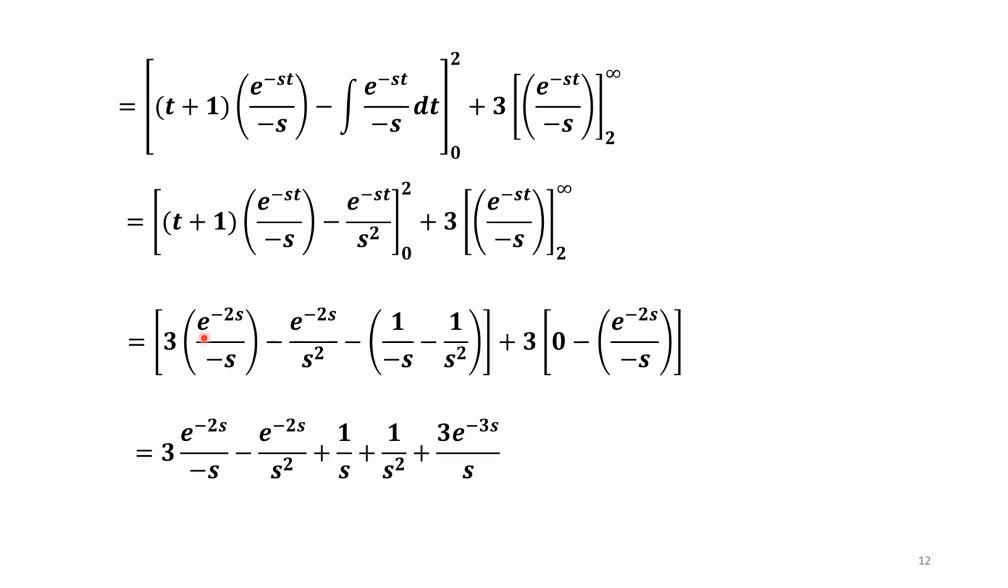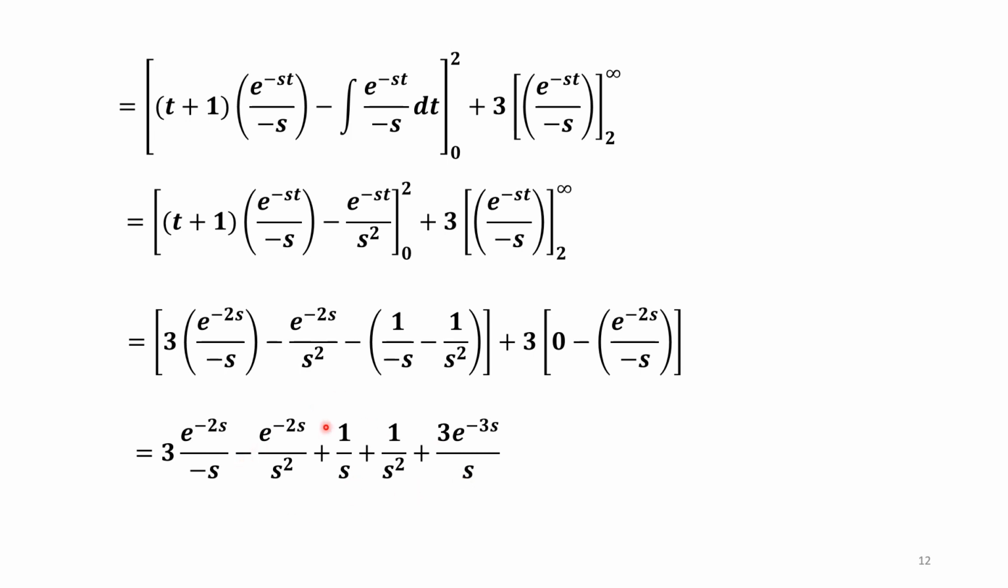Simplifying: 3e raised to minus 2s upon minus s, minus e raised to minus 2s upon s square. Minus into minus becomes plus, so plus 1 by s, plus 1 by s square. Here also minus into minus will become plus 3 into e raised to minus 3s upon s. So this 3 and the first and the last term will get cancelled.